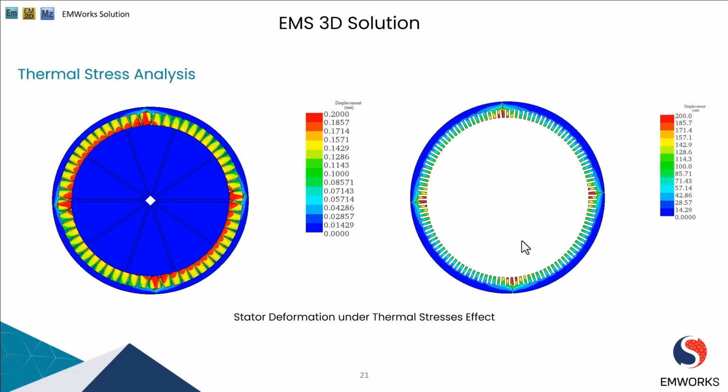So here we can see the deformation that occurred is close to 200 micrometers, which is not big enough for the size of the machine that we are designing today. But of course, this deformation could matter based on your application and the outer diameter of your motor.